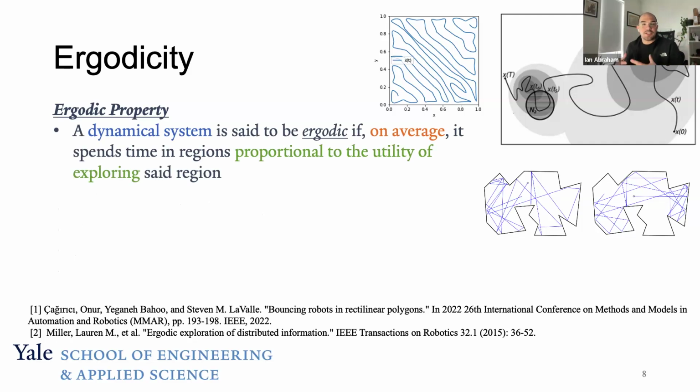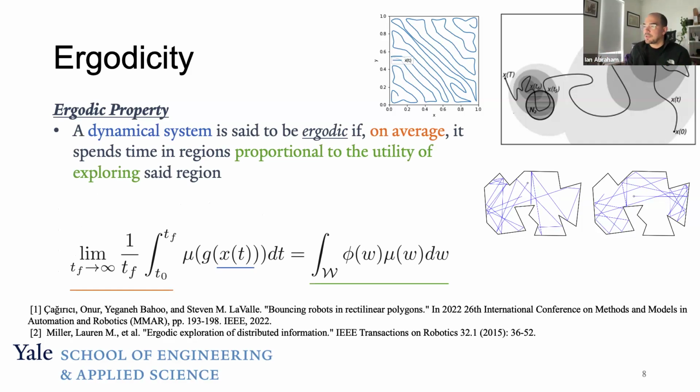Well, we define ergodicity as establishing what we call an ergodic property, which says that a dynamical system is said to be ergodic. So we call a dynamical system some robot, for instance, or a process, ergodic if on average that trajectory or that dynamical system is spending time in regions proportional to the utility of exploring that region. Okay, so what that means is we're making this specific statement where the time a robot visits a region on average is proportional to how useful it is to be in that place.